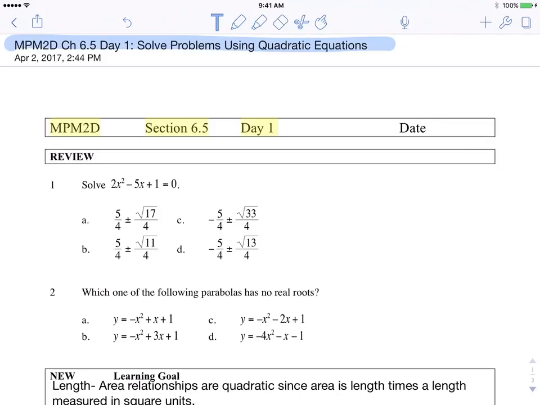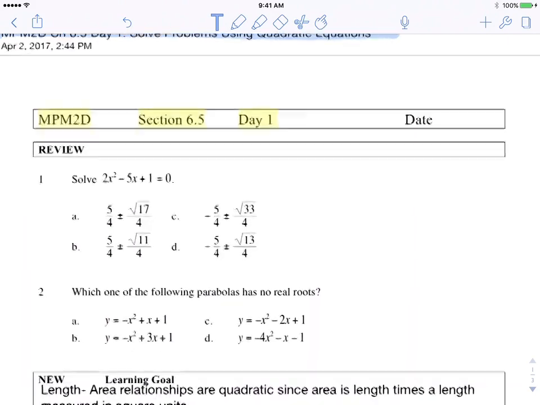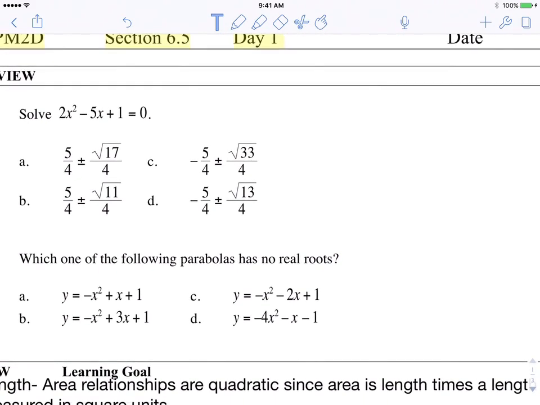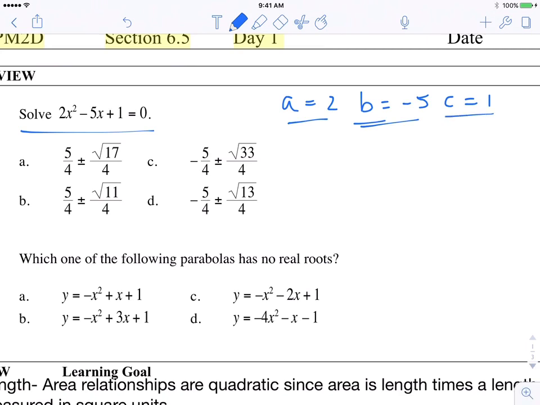Okay, today we're solving problems using quadratic equations. Let's just review what we've done last day. We learned about the quadratic formula. And so right now we're going to solve this equation. We know our A value is 2, our B value is -5, and our value of C is +1. So we're armed with these three values, and we're going to sub them into the quadratic formula.